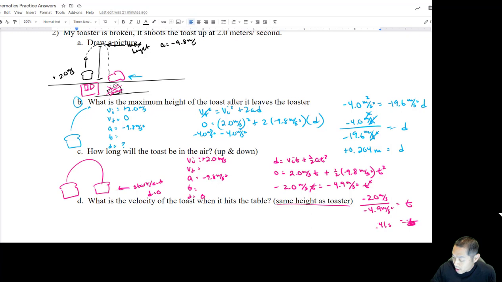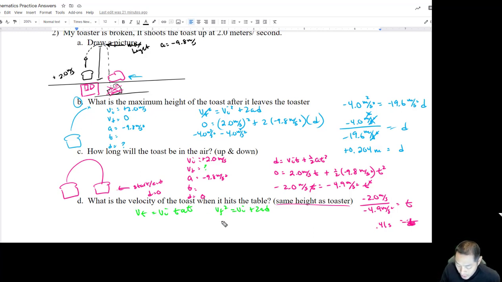You do the same thing, but this time we're going to solve for VF over here. Now we have everything. This is usually the easiest equation to use. I don't even have to use it. Actually, let's see. Let's use the one without t. So VF squared equals VI squared plus 2AD. And the reason why I want to do that, let me make sure, is because then I show you that you don't even need this answer to solve for this one.